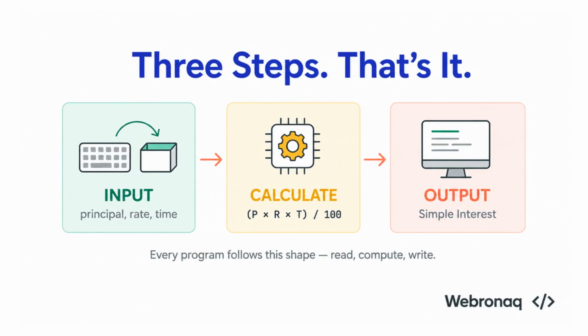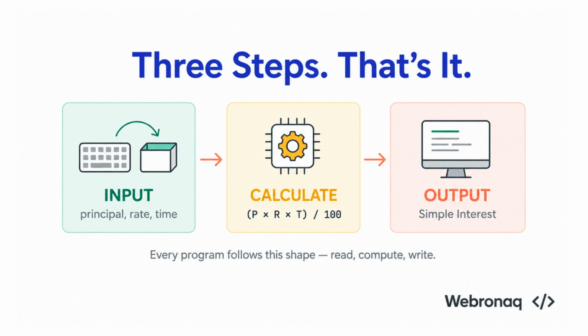So let's zoom out. What did we actually build? 3 steps. We read 3 numbers from the user. We ran 1 line of arithmetic. We printed the answer. That's the whole program. And honestly, this shape, read something, compute something, write something, is the skeleton of almost every program you'll ever write. Whether it's a calculator, a banking app, or a machine learning model crunching billions of numbers, the pattern underneath is the same. Input, process, output. The formula changes, the scale changes, but the shape stays.